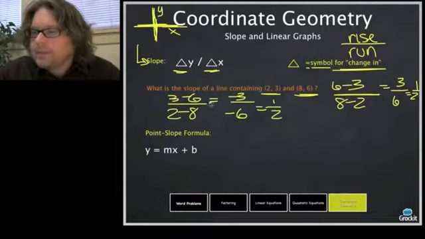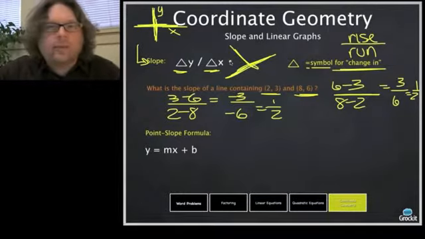Okay, so that's the slope. The slope represents how quickly the line is rising or falling.